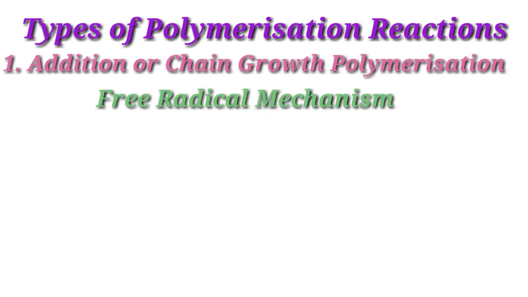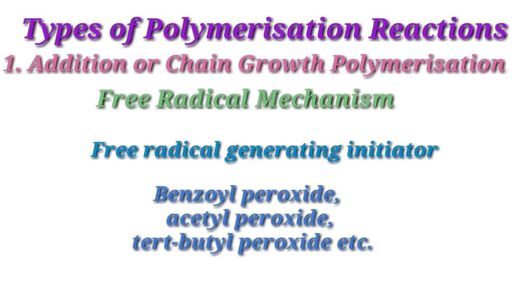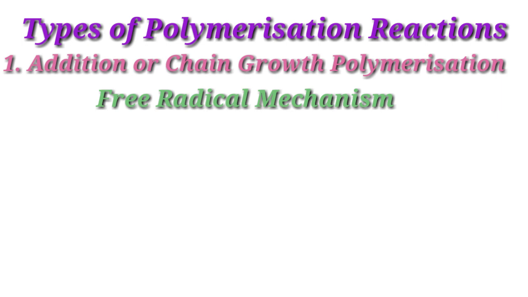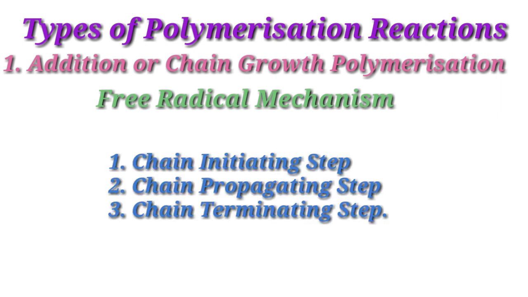Free radical mechanism. A variety of alkenes or dienes and their derivatives are polymerized in the presence of free radical generating initiators like benzoyl peroxide, acetyl peroxide, tertiary butyl peroxide, etc. This mechanism follows three steps. First one, chain initiating step. Second one, chain propagating step. And the third one, chain terminating step.